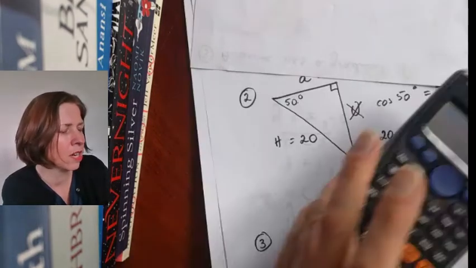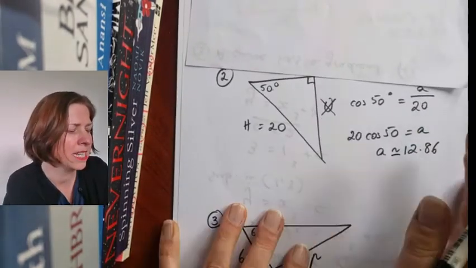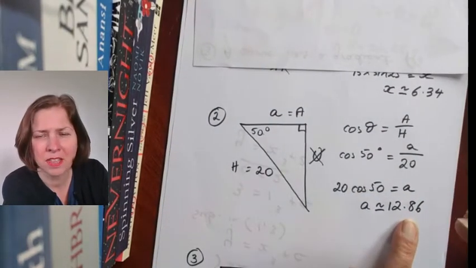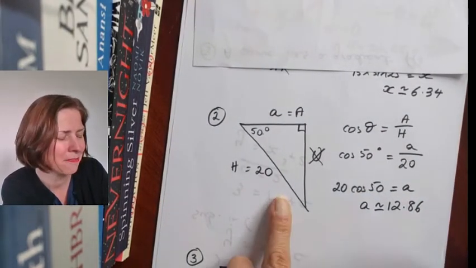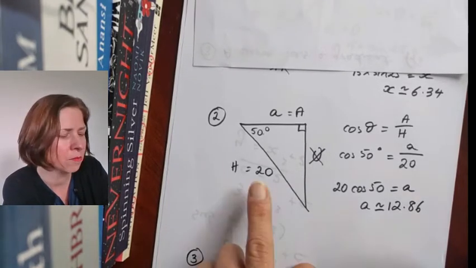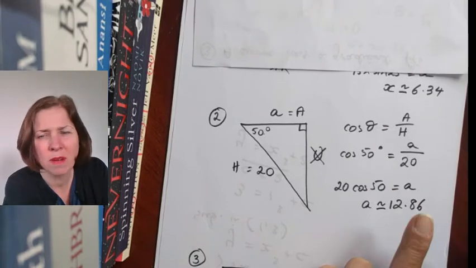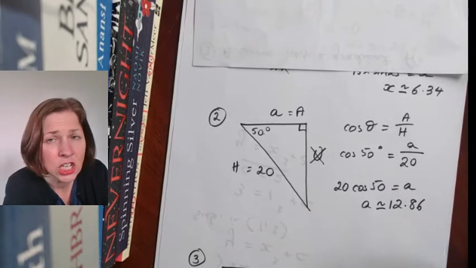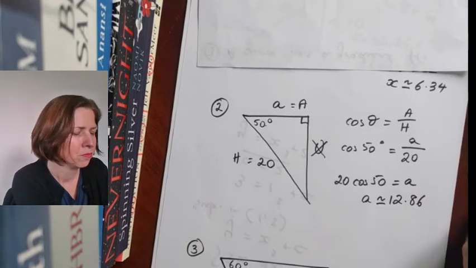Let's have a look at the triangle. My hypotenuse is 20. If I ever get a number on the shorter side that's bigger than the hypotenuse, I know I've made a mistake. Looks good to me. 12.86 seems like a reasonable answer. Now, don't expect whole numbers here. You will very rarely get a whole number here. You might occasionally, but very rarely.